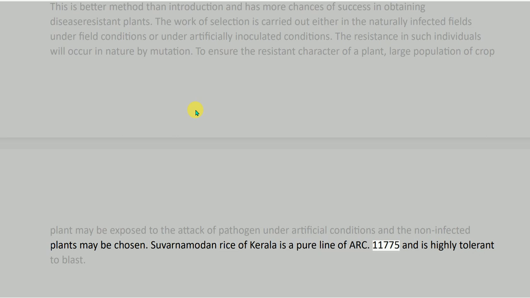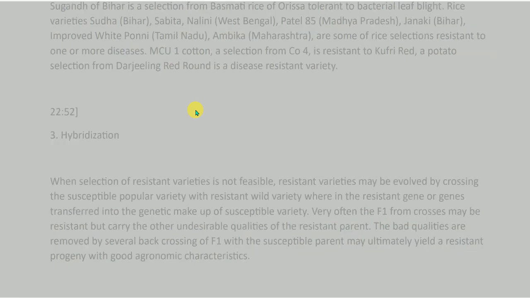Sugandh of Bihar is a selection from Basmati rice of Odisha, tolerant to bacterial leaf blight. Rice varieties Sudha, Bihar, Sabita, Nalini, West Bengal, Patel 85, Madhya Pradesh, Janki, Bihar, Improved White Ponni, Tamil Nadu, Ambika, Maharashtra, are some of the rice selections resistant to one or more diseases. MCU1 cotton, a selection from Co4, is resistant to disease. Kufri Red, a potato selection from Darjeeling Red Round, is a disease-resistant variety. 3. Hybridization.